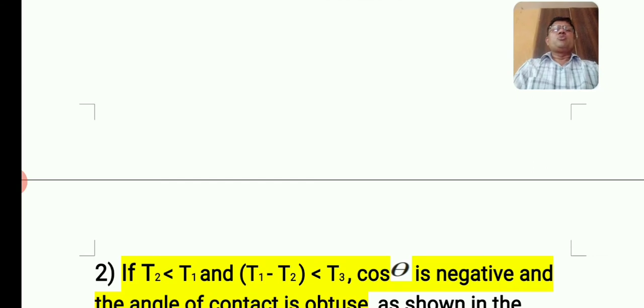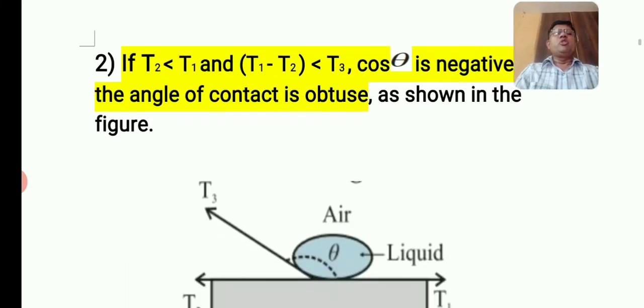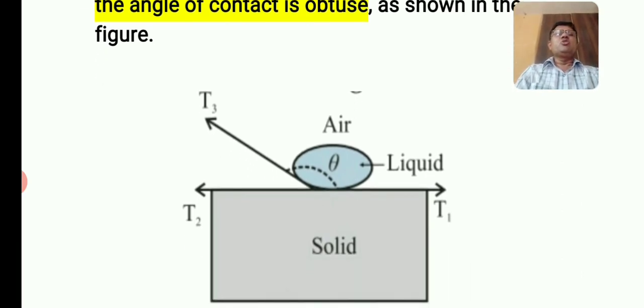Now, see the second case. If T2 is less than T1 and T1 minus T2 is less than T3, cos theta is negative and the angle of contact is obtuse, which is as shown in the following figure. Here also the shaded portion is the solid. On the solid surface T1 and T2 are the forces. There is one liquid drop. The angle made by the force T3 with the force T1, that is the obtuse angle.